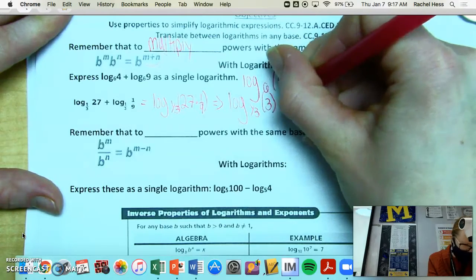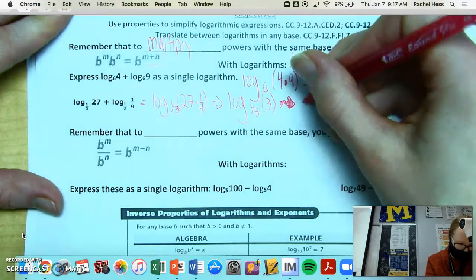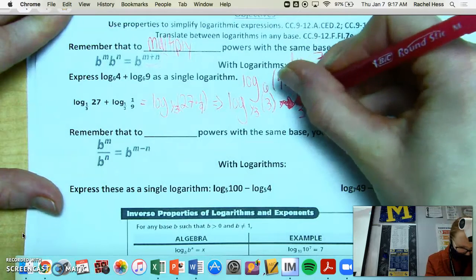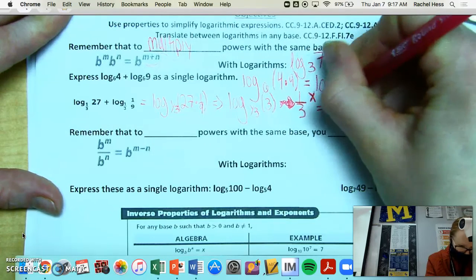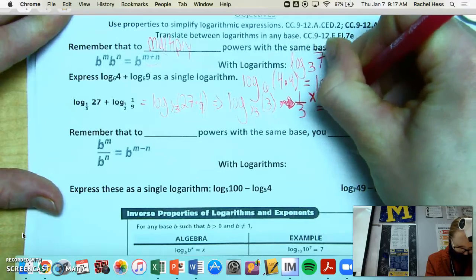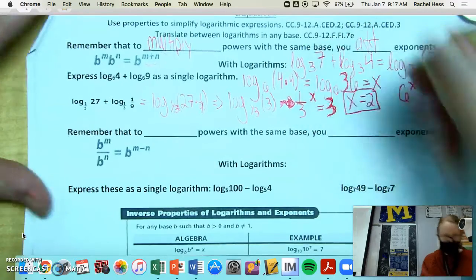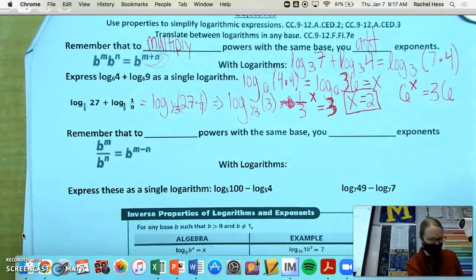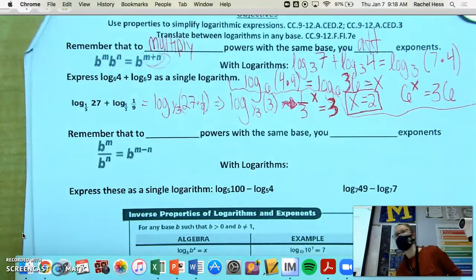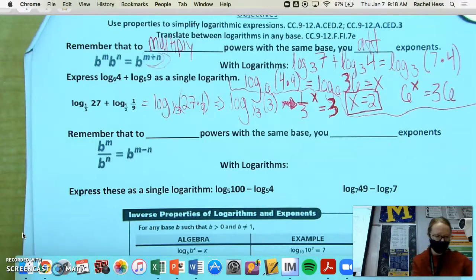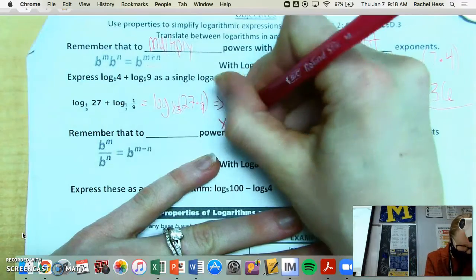And personally, I think it's helpful to write this in exponential expression. So 1/3 to what power gives me 3? Well, aren't these the same value just flipped? Right? It's 3 and 1/3. They're reciprocals. How do we flip something with an exponent again? It's got to be negative. So in this case, you're just going to have x equals -1.